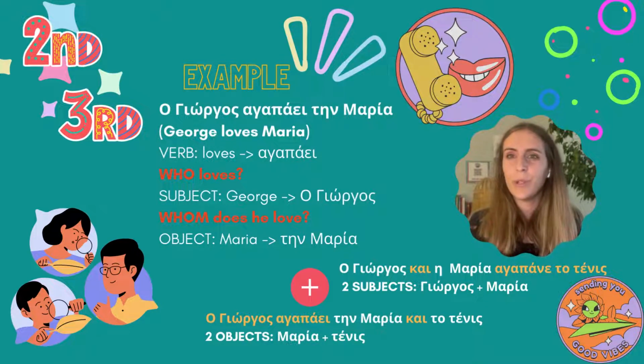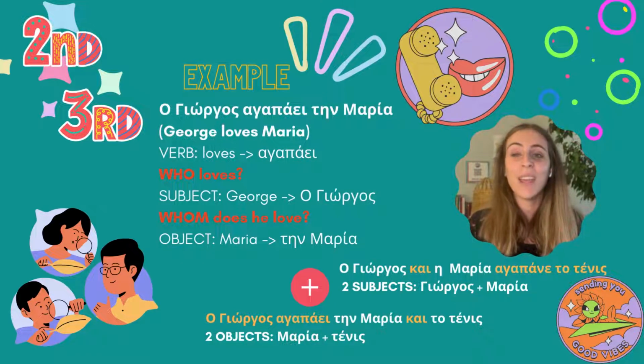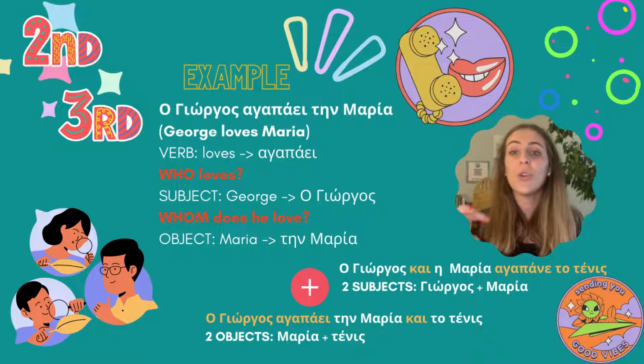And then the third rule, we ask what or whom or to what or to whom. So who does George love? Maria. Maria is the object of the sentence. That's why it's an accusative. Την Maria. So that's why we have ο Γιώργος αγαπάει την Maria.